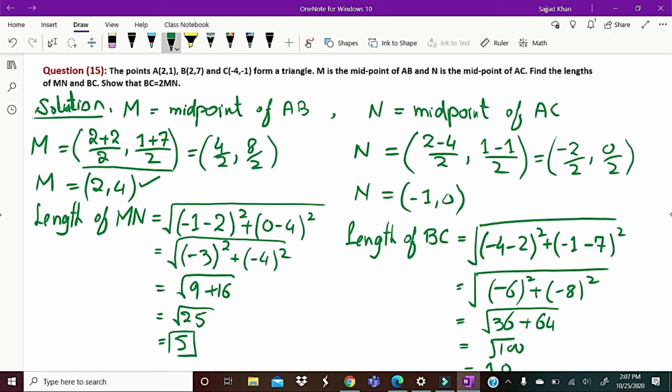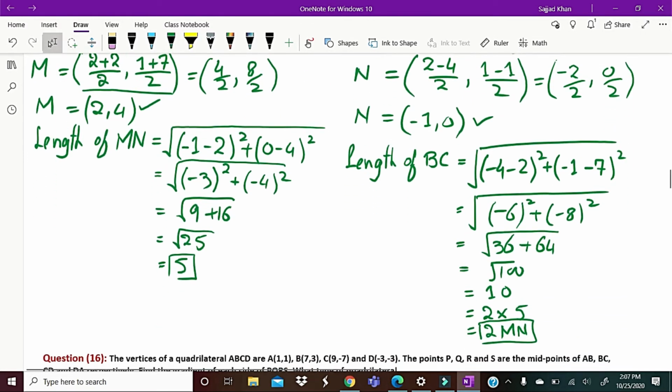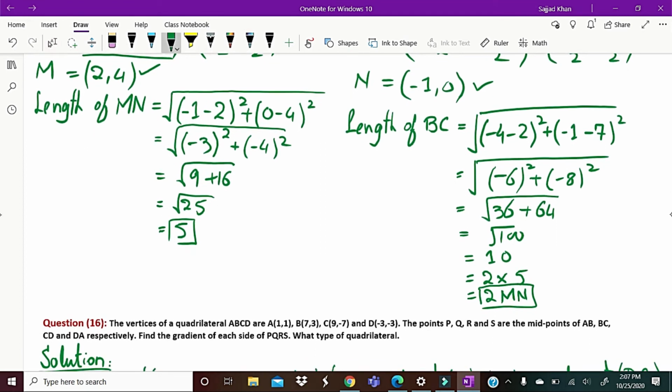Now we need to find out MN, the length between M and N. We have M, we have N, just substitute that in the distance formula: x2 minus x1 whole square plus y2 minus y1 whole square. Simplify and you get 5. Now find out the length of BC. By the formula we have B and we have C, we substitute the values and simplify it and we get the answer 10. 10 can be written as 2 times 5, and we already know that 5 is the length of MN, so we can write this as 2MN. So the length of BC is shown to be 2 times MN.